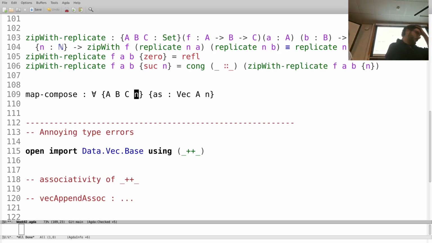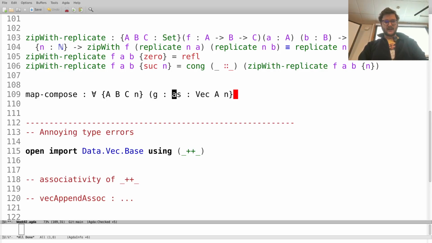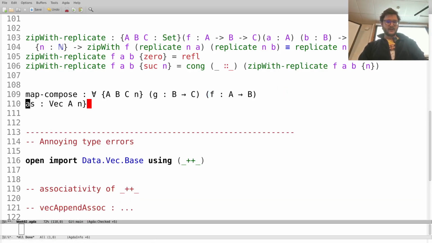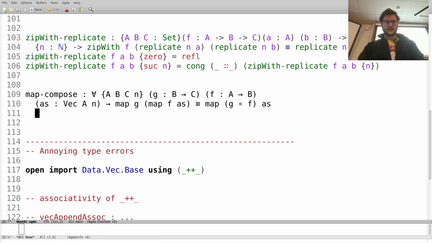So what I want to say is that if I have a vector and I map a function over it, and then I map another function over it, that's two traversals, it's the same as just doing a single traversal with the composition of the two functions. So let's see if I can write that. Let's say I have G from B to C, and I have F from A to B. Then the statement is that for any vector, doing map of G on top of map of F is the same as doing map of G composed with F on A's.